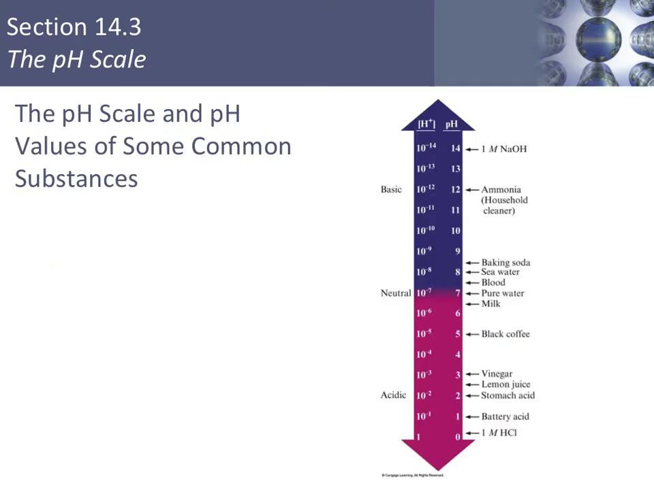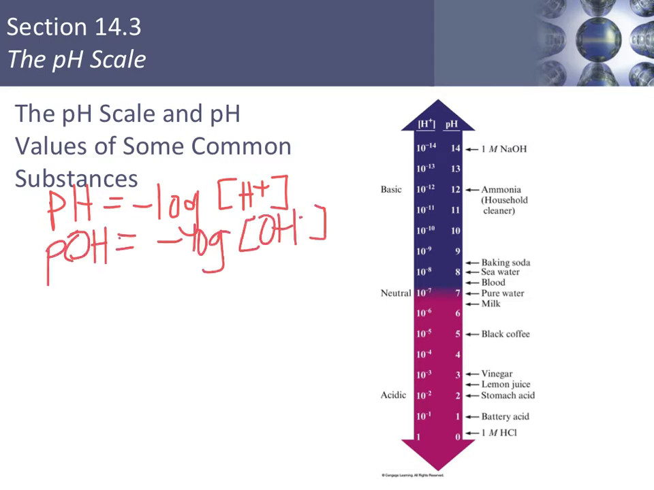In chemistry, we have the pH scale, so we don't have to deal with really small hydrogen ion concentrations. The pH scale ranges from 0 to 14, and some common substances are listed in the diagram there. To calculate pH, we're going to take the negative log of the hydrogen ion concentration or hydronium ion concentration. There's also something called pOH, and that is the negative log of the hydroxide ion concentration.